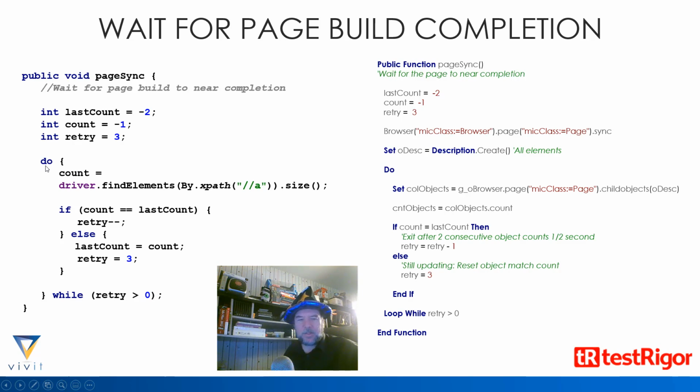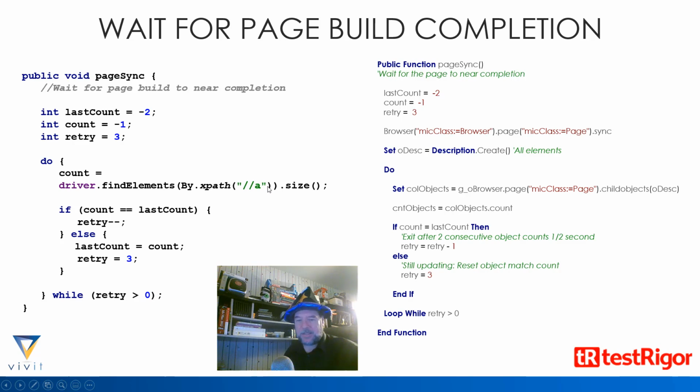We go through a do loop, and we're going to try and retry this up to 3 times, and we get the count of how many elements are on the page. Now, this I like for speed in Selenium, because what I'm really looking for is all the links in our page. If you've got a web page, more than likely you've got links in there.